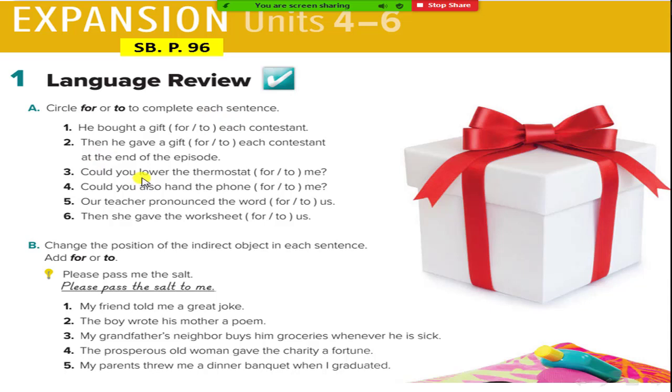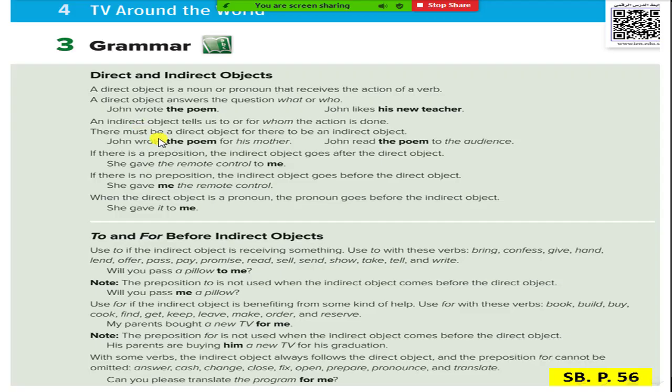Before we start this exercise, let's revise the use of for and to. If we go back to page 56, here you find the use of to and for. As we said before, we use to if the indirect object is receiving something.